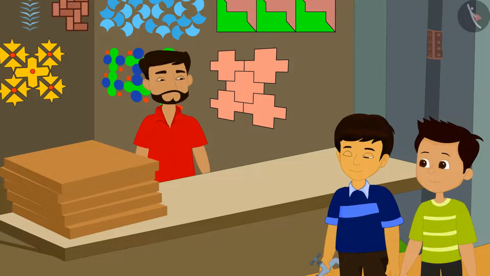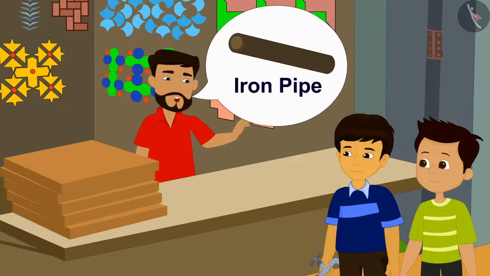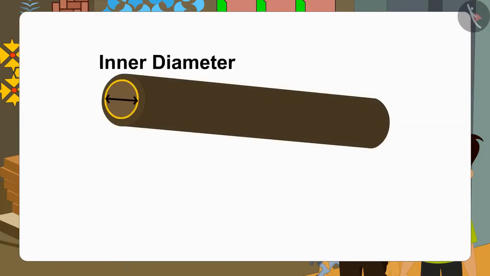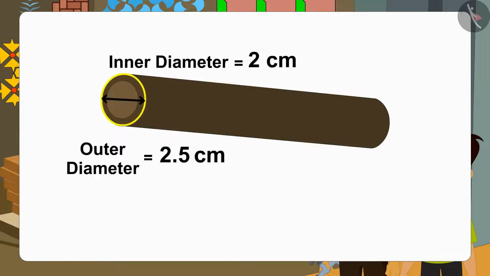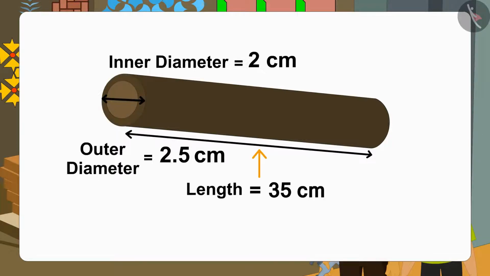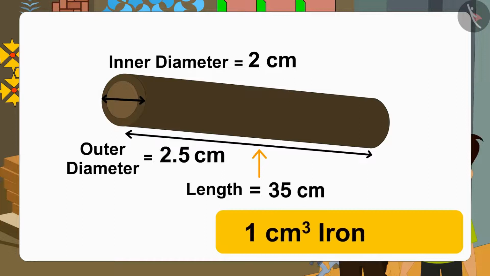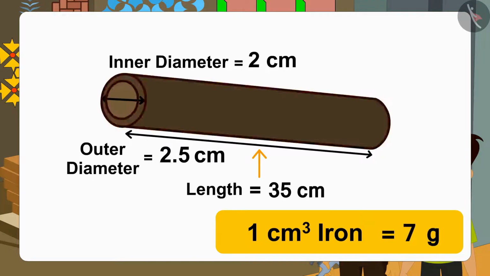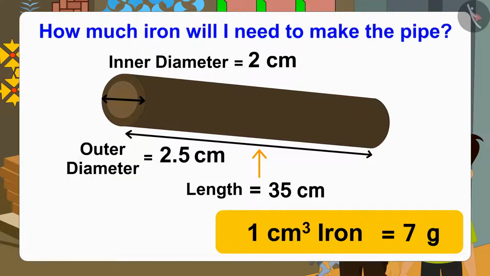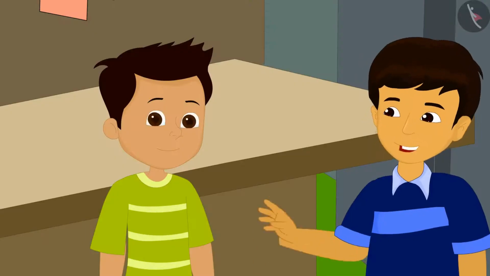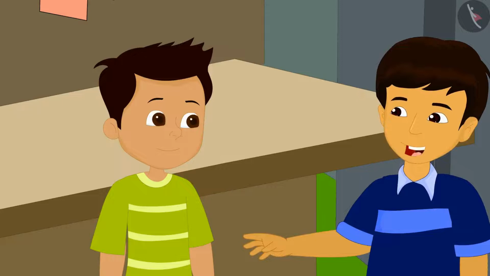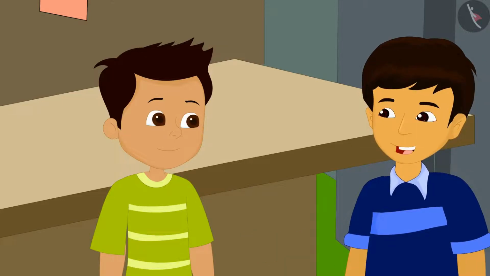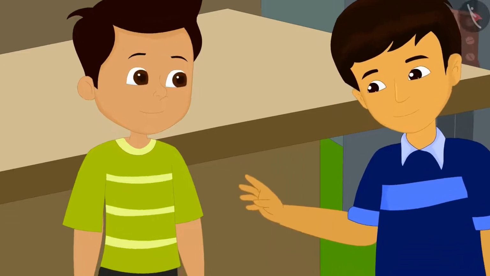What is the matter? Actually, I want to make an iron pipe. I know its inner diameter is 2 centimeters, outer diameter 2.5 centimeters, and length 35 centimeters. And I also know that the mass of 1 cubic centimeter of iron is equal to 7 grams. But I can't find out how much iron I will need to make the pipe. Thomas, we can find the solution to Uncle's problem through mathematics. That means it's math time!